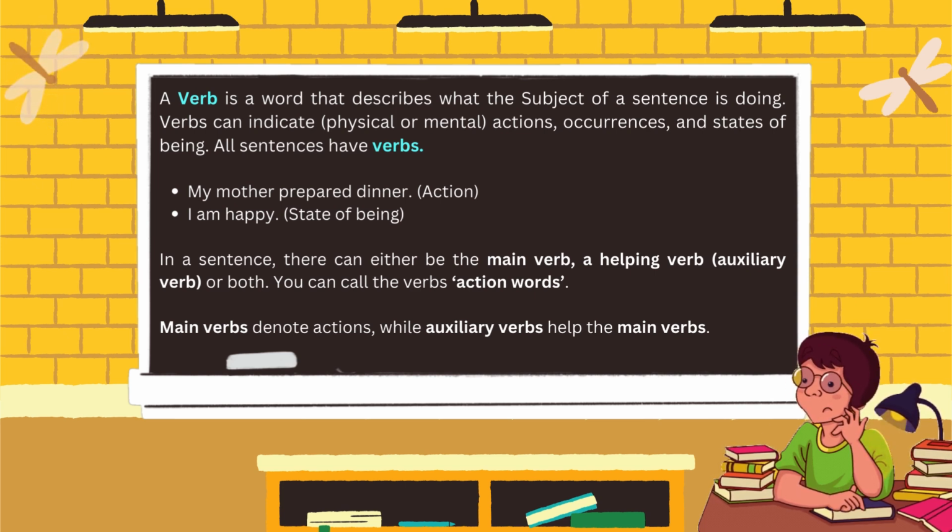In a sentence, there can either be the main verb, a helping verb, also known as an auxiliary verb, or both. You can call the verbs action words. Main verbs denote actions, while auxiliary verbs help the main verbs.